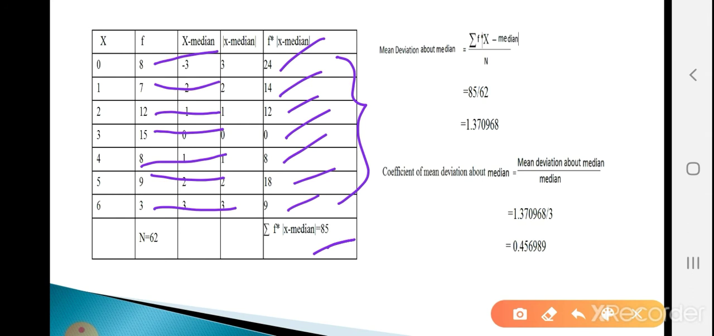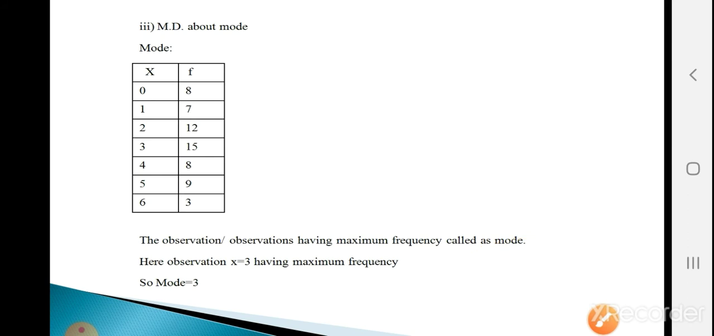Just plug the values in the formula. So 85 divided by 62, that is 1.370968. Now the coefficient of mean deviation about median is mean deviation about median divided by median. So the mean deviation about median value is 1.370968 divided by the median, which is 3. So the value is 0.456989.